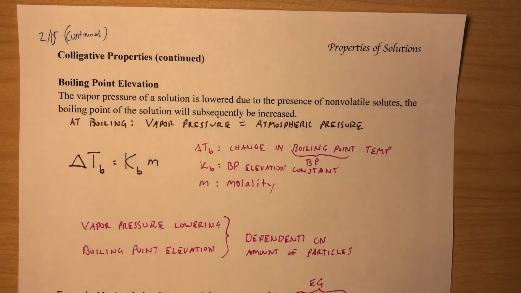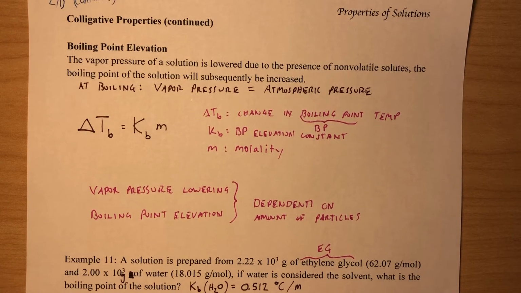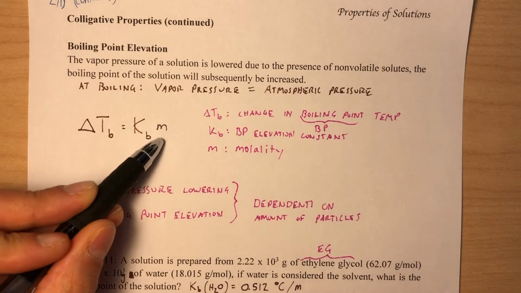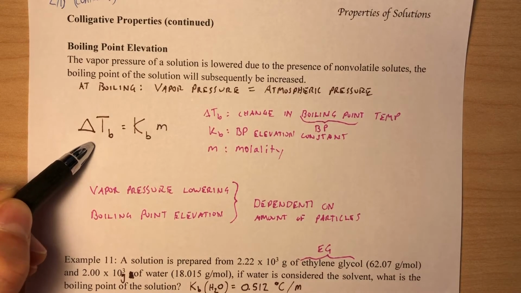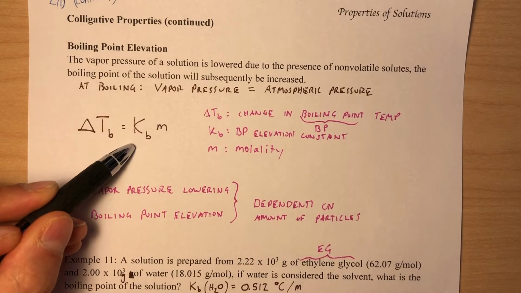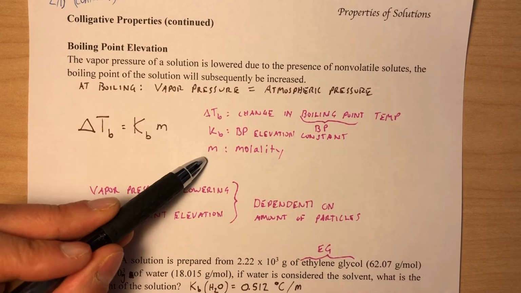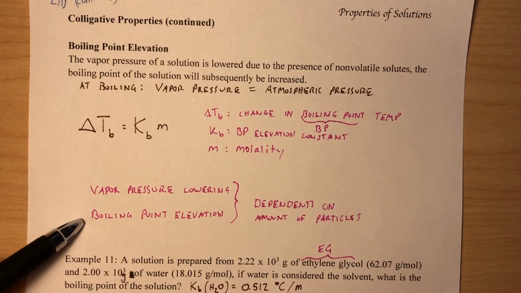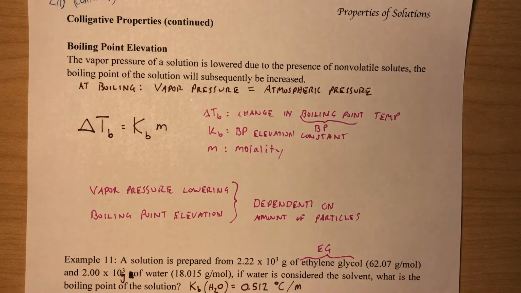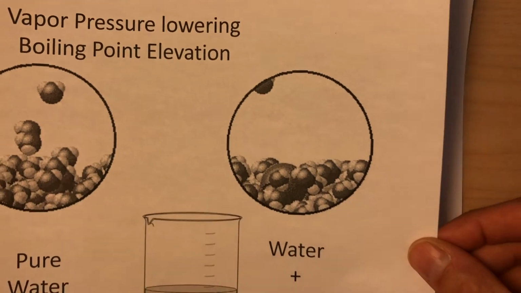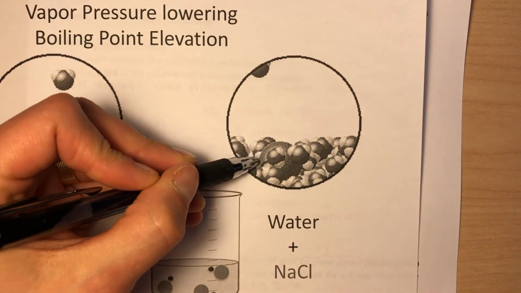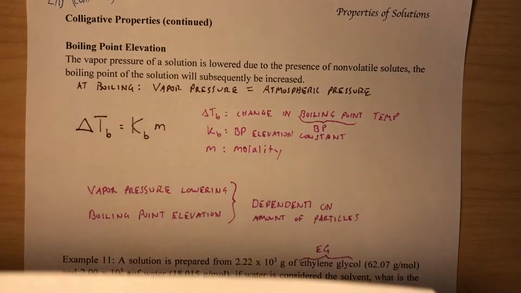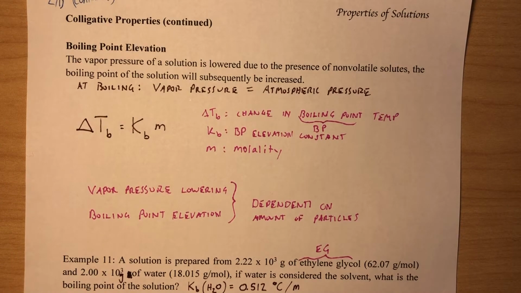So let's take a look at how to calculate this. And we're going to calculate the change in boiling point using this equation. Our delta T sub B is equal to K sub B times m, where delta T sub B is our change in boiling point temperature, K sub B is our boiling point elevation constant, and m is molality. The vapor pressure lowering and boiling point elevation both depend on the amount of particles. So again, if you have more particles, you have a lower vapor pressure, which results in a higher boiling point of the liquid because you need to add more heat energy to get more into the gas phase to reach atmospheric pressure. Let's do a word problem now.